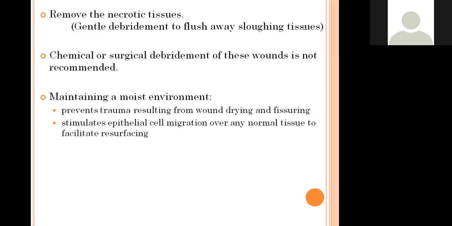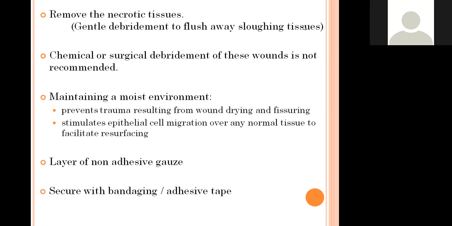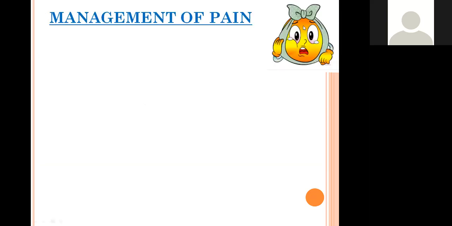And when we maintain a moist environment, it helps to stimulate the epithelial cell migration over any normal tissue to facilitate resurfacing. And then apply a layer of non-adhesive gauze and secure with bandage or adhesive tape.